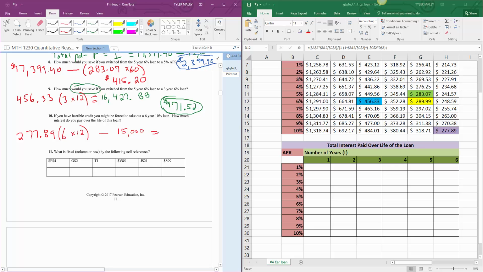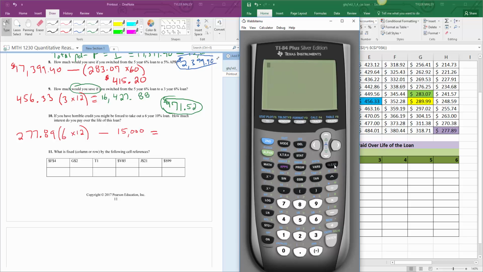So if I do this calculation, let me bring up my calculator again, and again, being careful, hopefully not to make a typo. We take $277.89 times 6 times 12, and we'll hit equals. So we end up paying $20,000, which seems reasonable for these values. Then subtract off 15,000. We end up paying over $5,000 in interest.